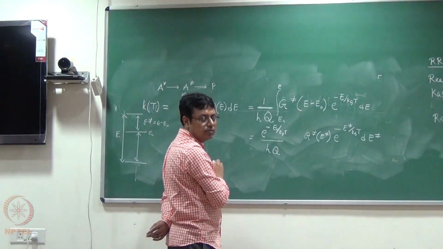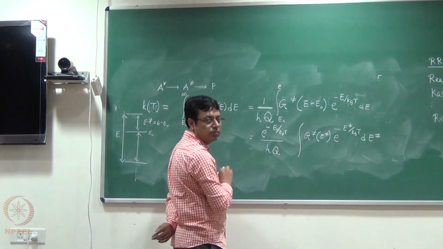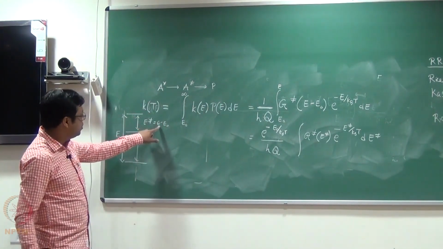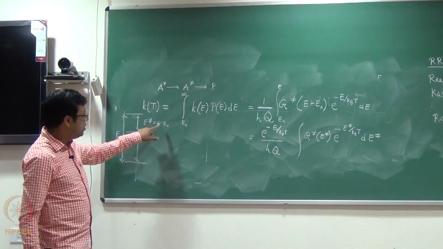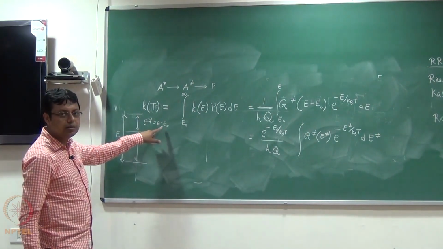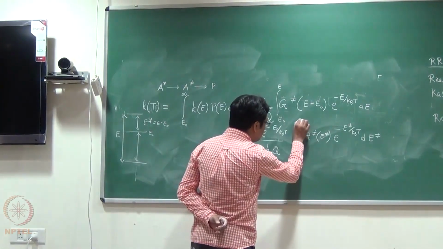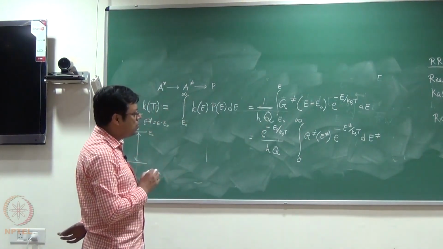But now, if the lower limit is 0, what is the lower limit of E dagger? If the lower limit is E0, then E0 minus E0 is 0. The upper limit E was infinity, and infinity minus E0 is still infinity. So now I have 0 to infinity.